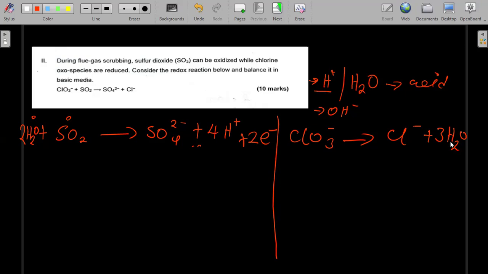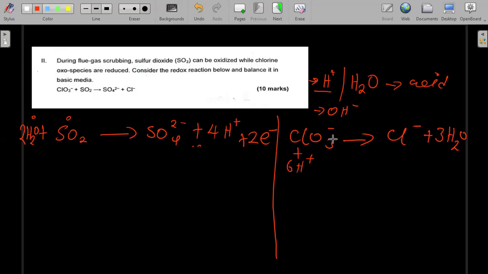You notice that after adding the water molecules there, we now have 6 hydrogen atoms on the other side. So how do we balance these hydrogen atoms? We introduce the hydrogen ions. So we are going to add the 6 hydrogen ions to balance up the hydrogen atoms. Okay, this is coming from after adding water molecules.